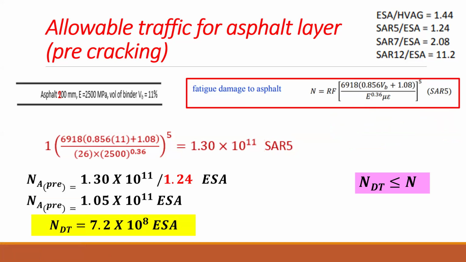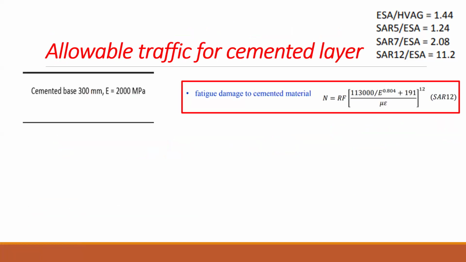Okay, so now let's move to the next one, which is our cemented layer. Can you find me the same thing for the cemented layer? This one is 72. What do you get?